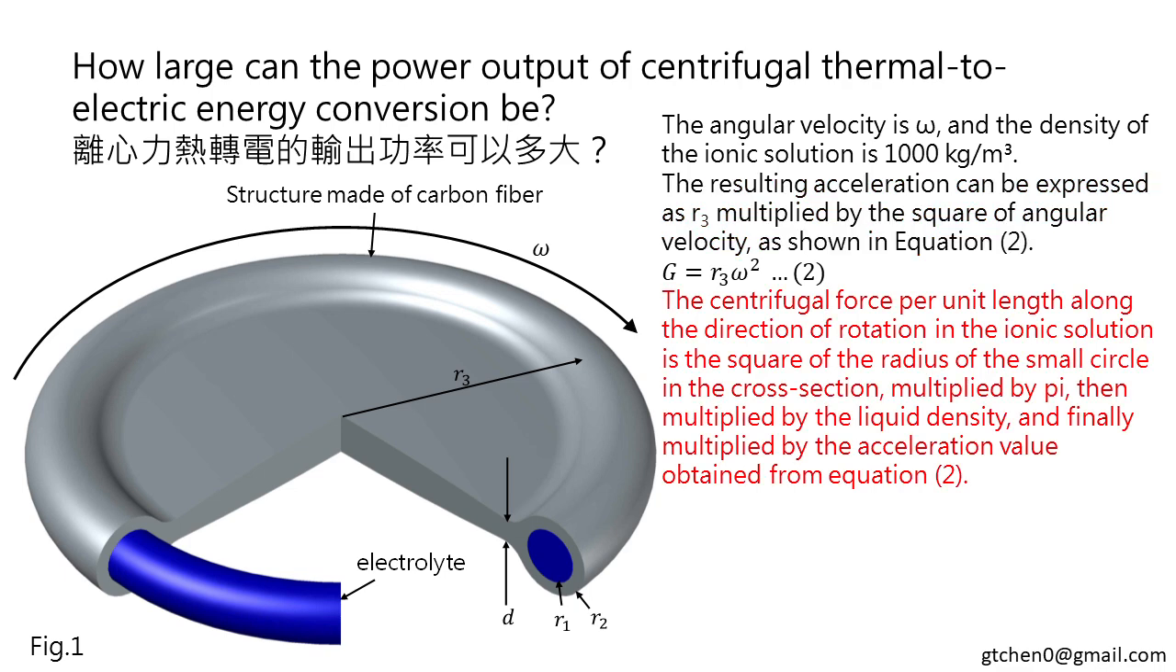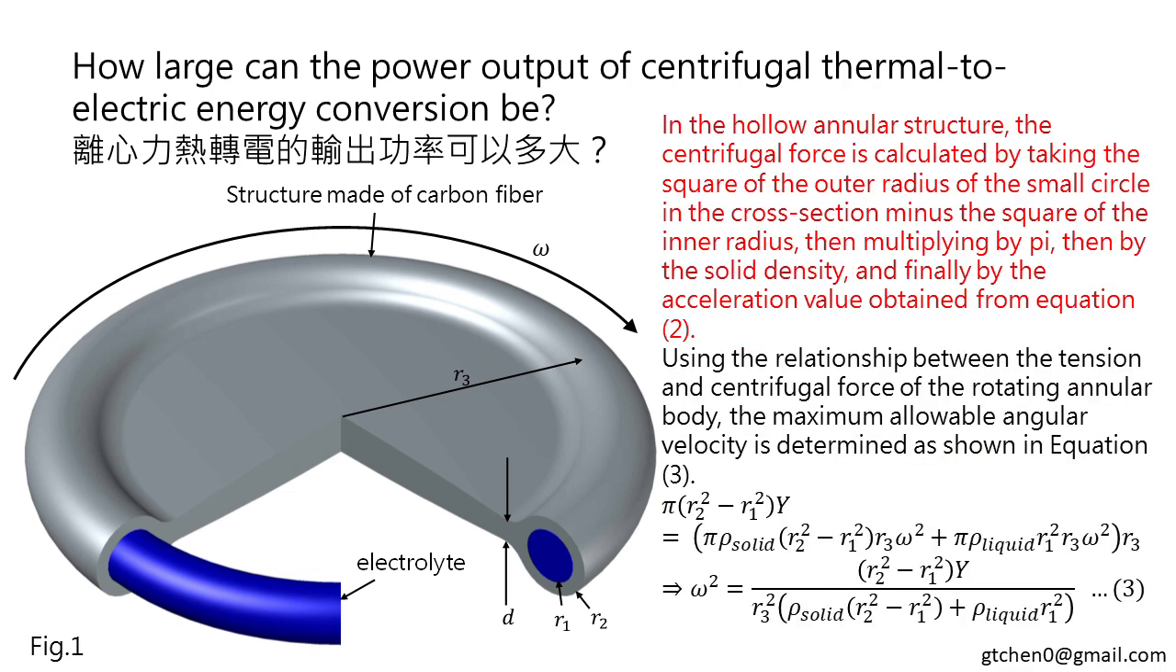The centrifugal force per unit length along the direction of rotation in the ionic solution is the square of the radius of the small circle in the cross-section, multiplied by pi, then multiplied by the liquid density, and finally multiplied by the acceleration value obtained from equation 2. In the hollow annular structure, the centrifugal force is calculated by taking the square of the outer radius of the small circle in the cross-section minus the square of the inner radius, then multiplying by pi, then by the solid density, and finally by the acceleration value obtained from equation 2.